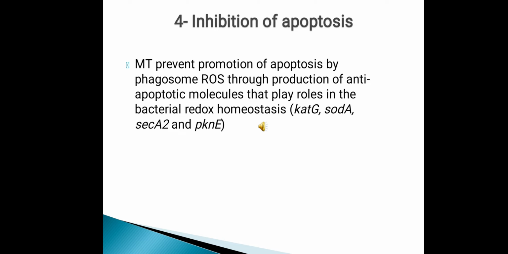So the bacteria will release specific components which make the environment redox homeostasis. Examples of these components are CAT-B, SOD-A, SEC-A2 and DKNE.